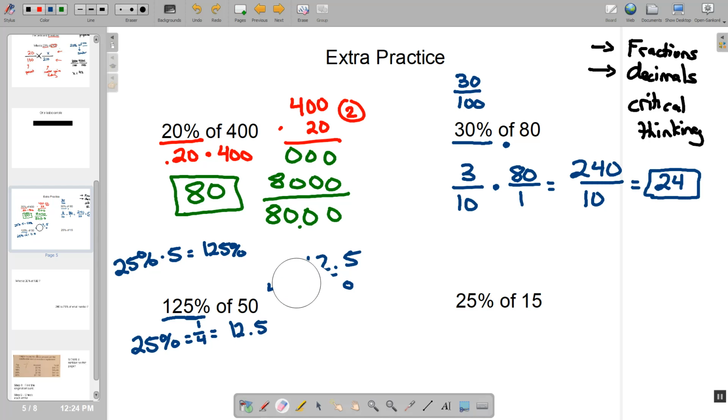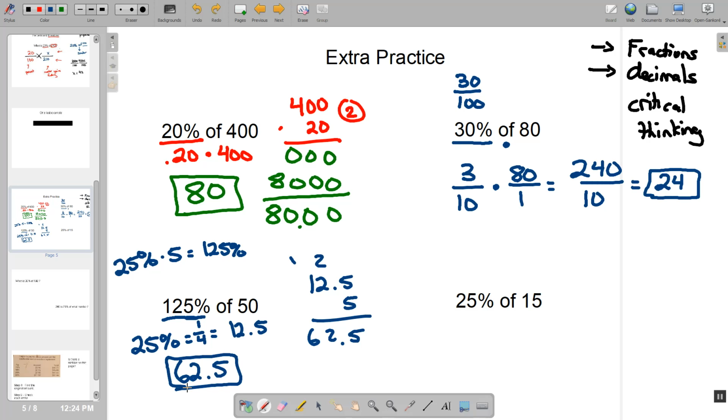So then I take my 12 and a half and I multiply times 5 because 25% is 5 times smaller than 125%. And I get 62 and a half for my answer.